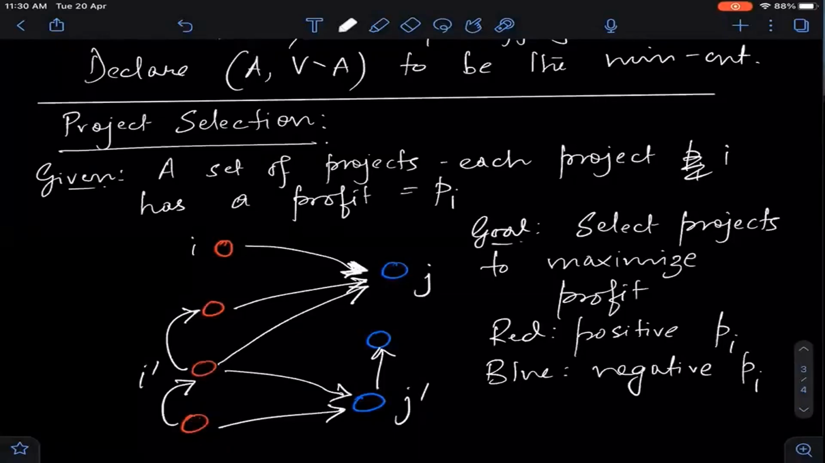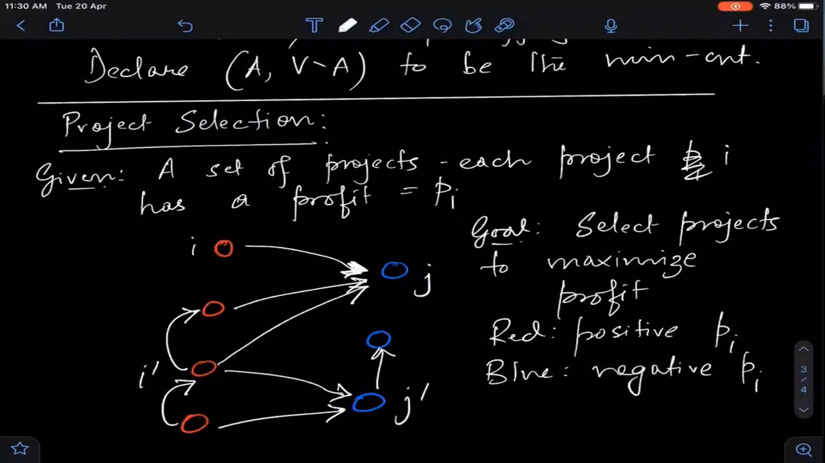And now the task is to select a bunch of projects out of these projects such that your profit is as large as possible. Is the problem definition absolutely clear to everyone? Any questions about the problem? Remember again, I don't have to spell out the order in which I'm going to perform them. That is a separate issue.